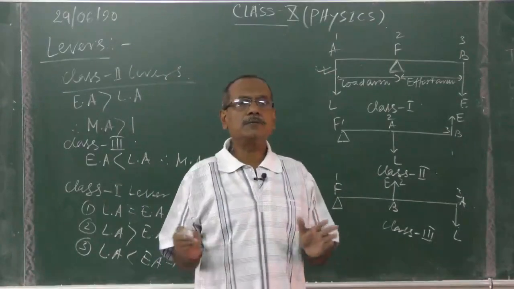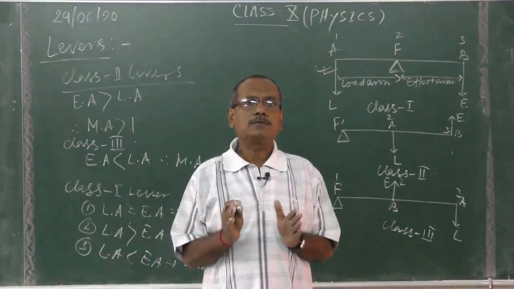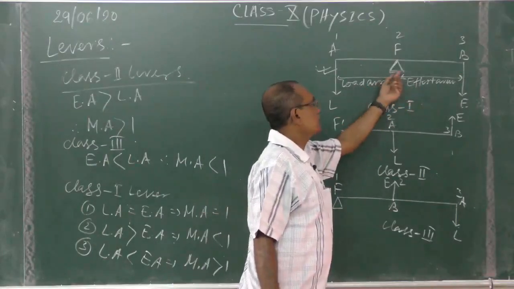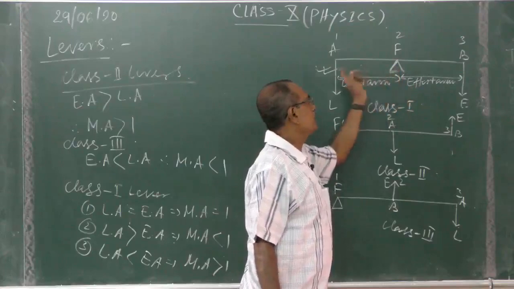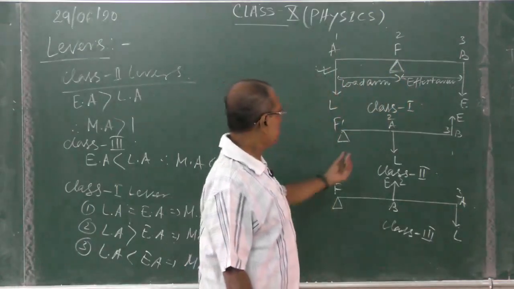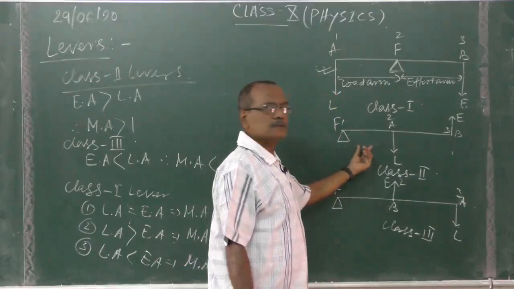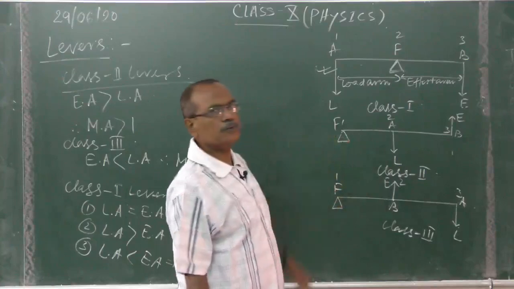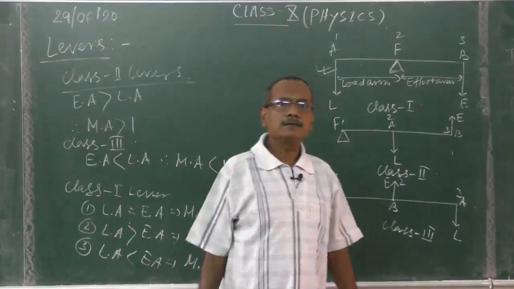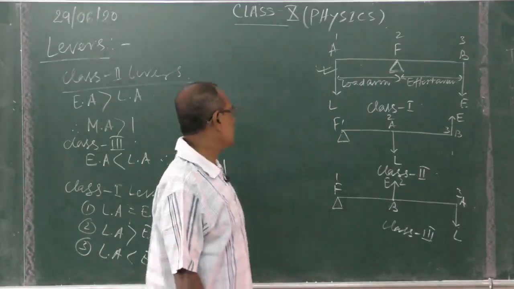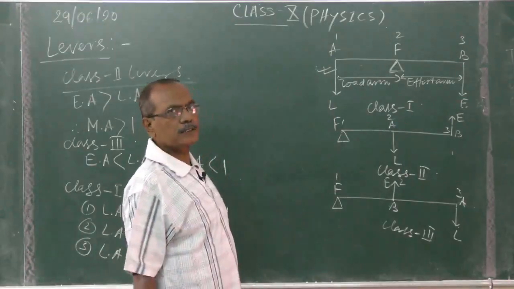Class 1 lever we can find by the position of the fulcrum in between load and effort. Now in second order lever or class 2 lever, effort arm is always greater than load arm, so that mechanical advantage is greater than 1.